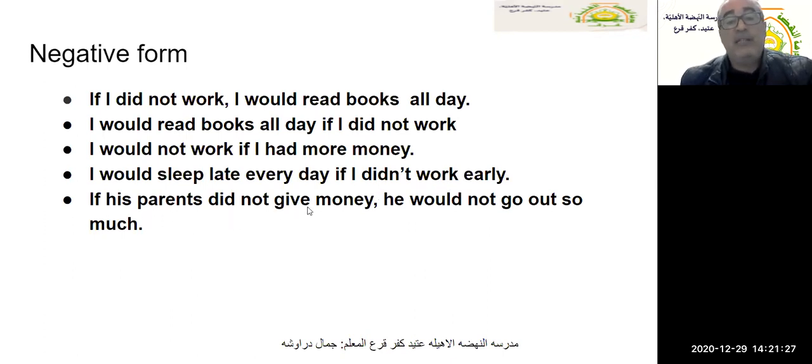If his parents didn't give him money, he would not go out so much. What does this sentence mean? It means that he goes out so much, and the reason is his parents give him money. Now, we are trying to imagine a situation in which his parents didn't give him money. So the result would be he wouldn't go out so much.